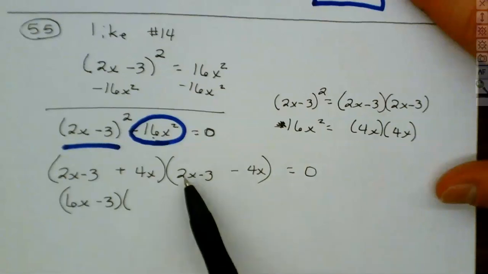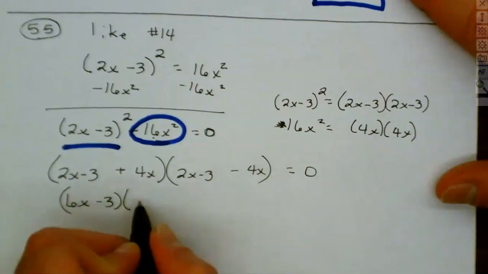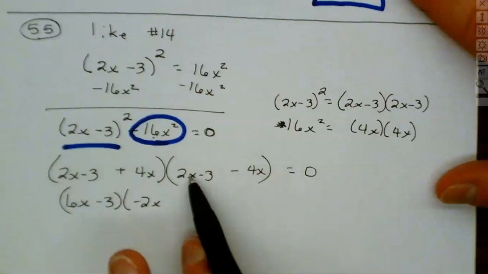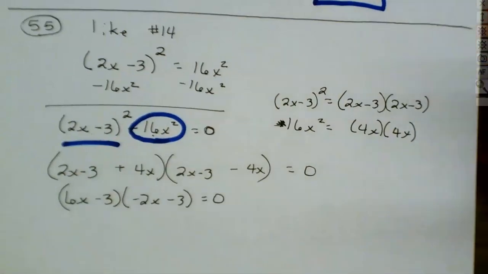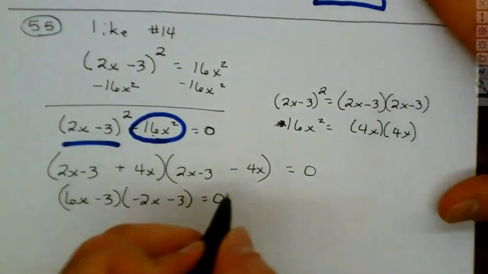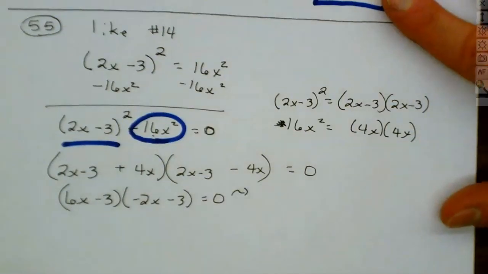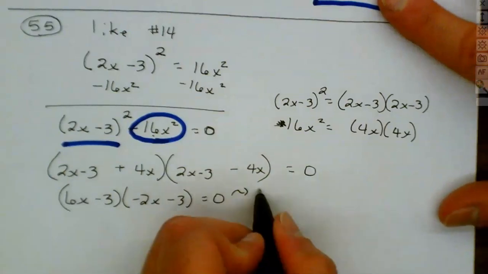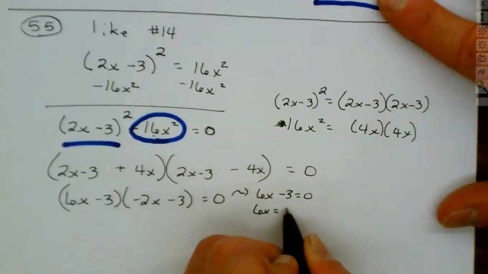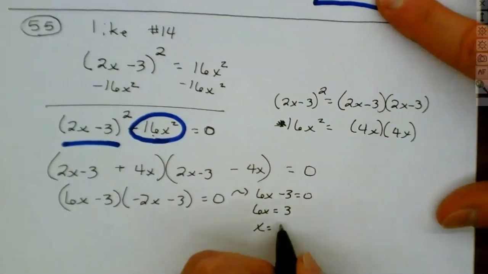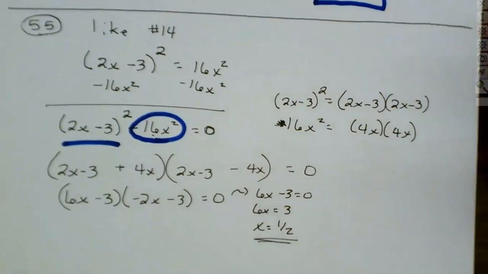And the other one, we have a 2x and a minus 4x. Well, that leaves you with a minus 2x and a minus 3. And that now equals 0. We could factor a 3 out of here, but there's really no need to because we've gotten it down to our parentheses. So let's see what we have for our solutions. We've got 6x minus 3 equals 0. So 6x equals 3.